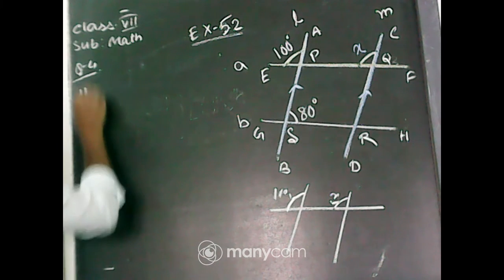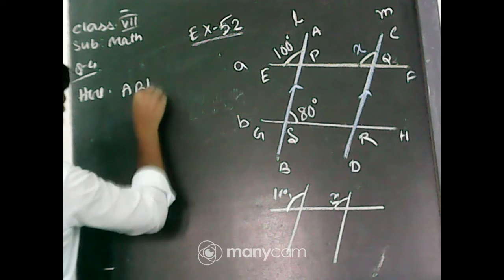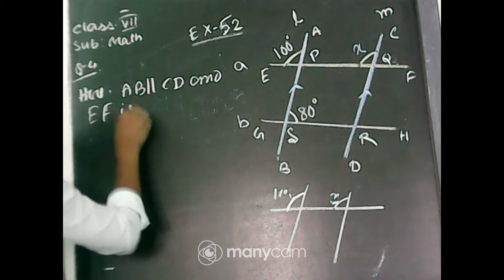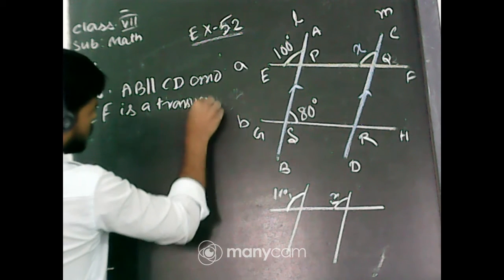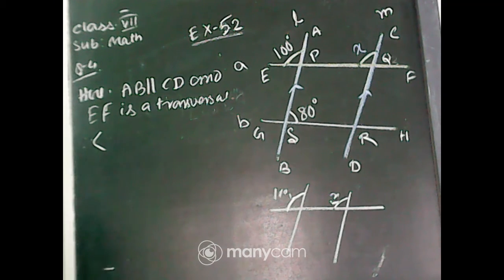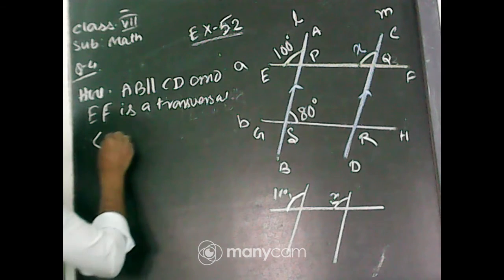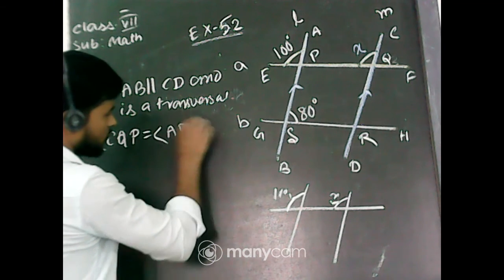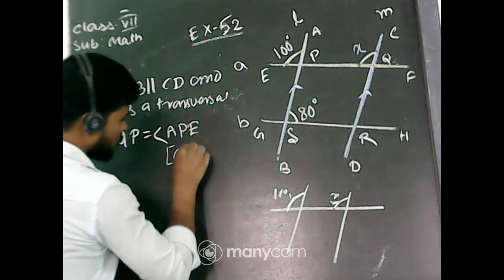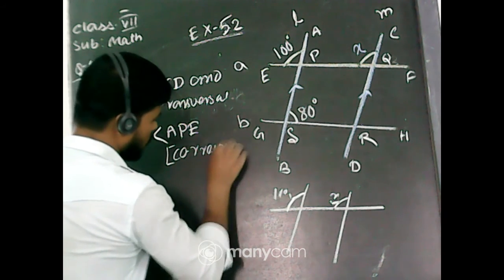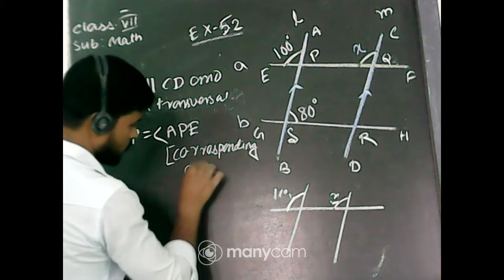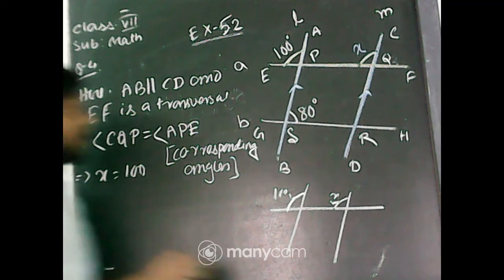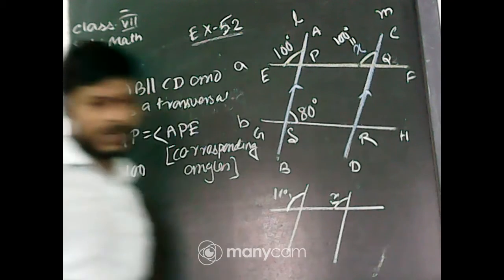Okay, so right here, AB is parallel to CD, and EF is a transversal. Therefore, angle CQP will be equal to angle APE, because they are corresponding angles, as you said. That means x is equal to 100 degrees. So the value of x is now known as 100 degrees. Okay, and this is the solution.